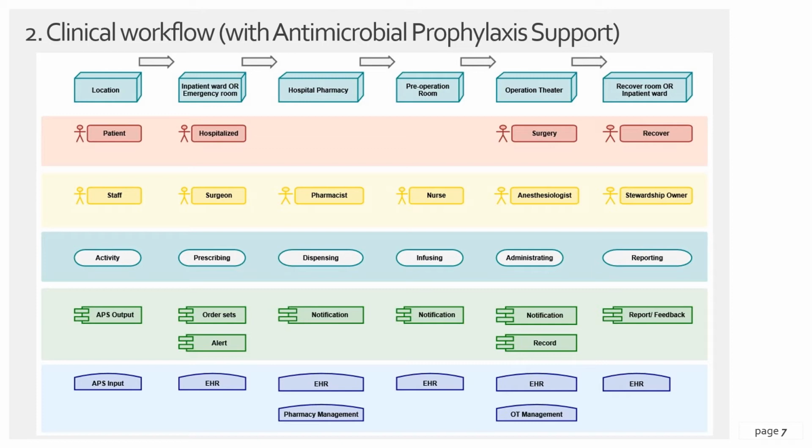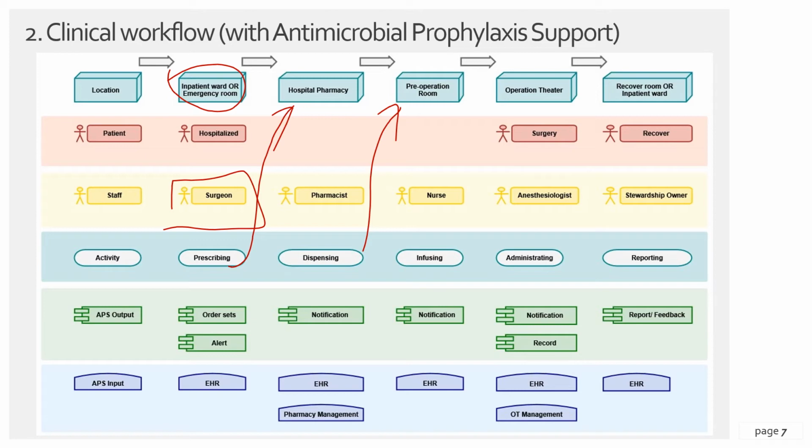This is the clinical workflow with the antimicrobial prophylaxis support, or APS, system. The workflow starts at the inpatient ward or emergency room where the patient has been hospitalized and the surgeons prescribe the use of antibiotics for the surgery. The order from the surgeons will be sent to the hospital pharmacies where the pharmacist will dispense the medication from the hospital pharmacy storage. The medication will be sent to the pre-operation room where the nurse will prepare the patient and also the medication used in the surgery. The nurse will infuse the medication but not inject it into the patient's body yet.